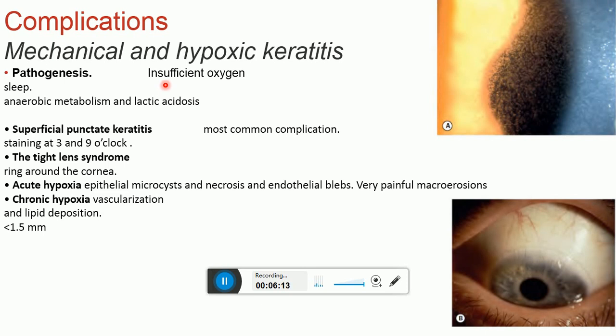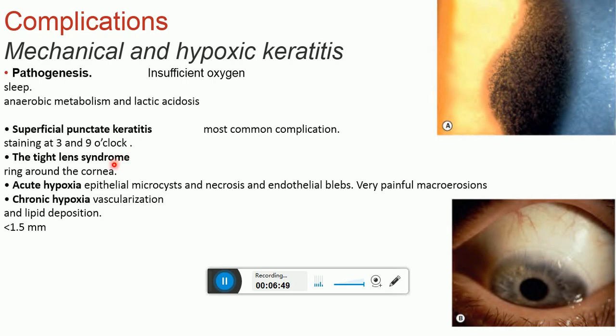Another complication is superficial punctate keratitis. The mechanical and hypoxic keratitis will lead to superficial punctate keratitis, which is the most common complication. The pattern of the keratitis may give a clue to etiology. For example, staining at 3 and 9 o'clock is associated with incomplete blinking and drying in rigid lens wear.